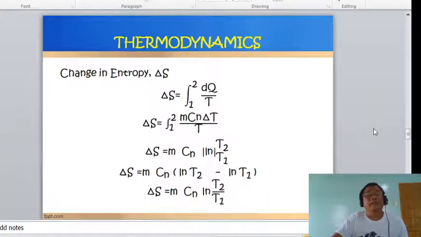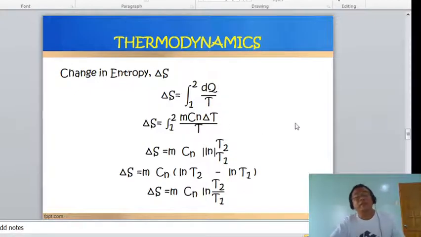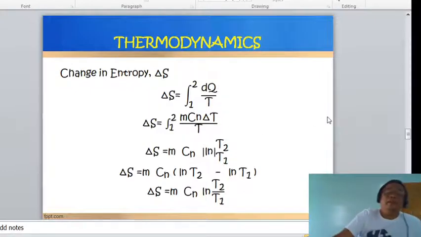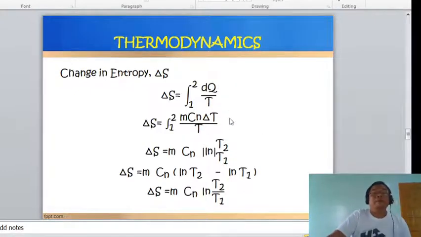For the change in entropy, the equation is delta S, the integral of dQ over T, with limits from 1 to 2. Substituting values, your problem here is only determining Cn. So delta S is now equal to mCn ln of T sub 2 over T sub 1. Take note, class, that T sub 2 and T sub 1 should be absolute.